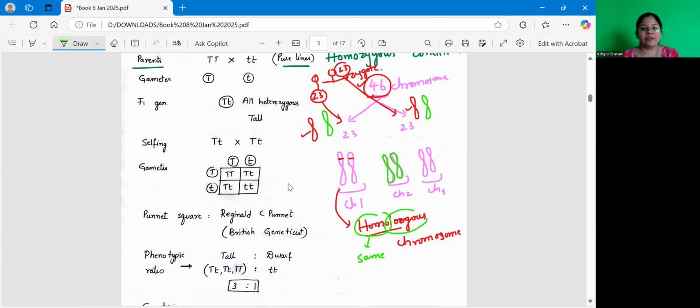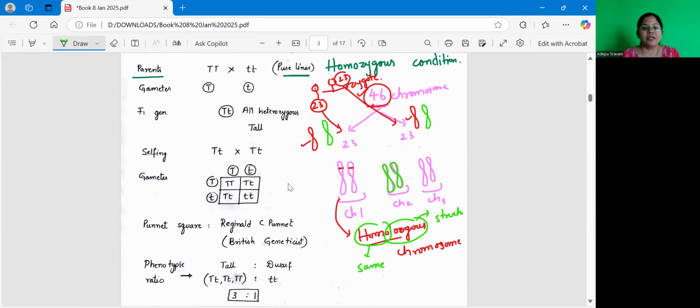Homologous is what? Structure. Okay, same structure. So basically, homologous chromosomes will have the same structure. Now, what do you mean by same structure here? See, everything will be the same. Okay, the set of genes.